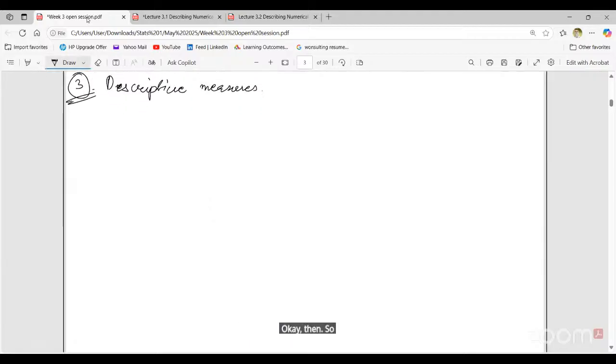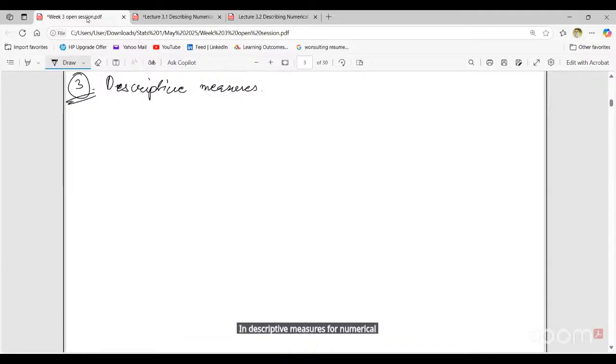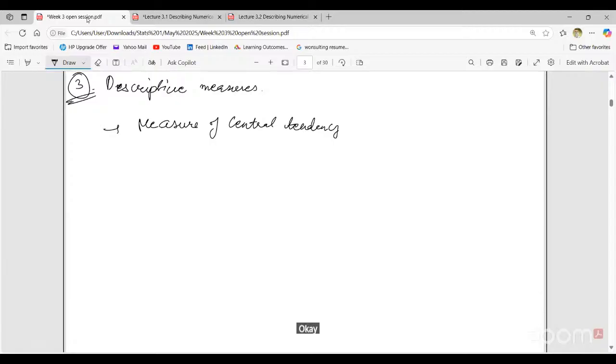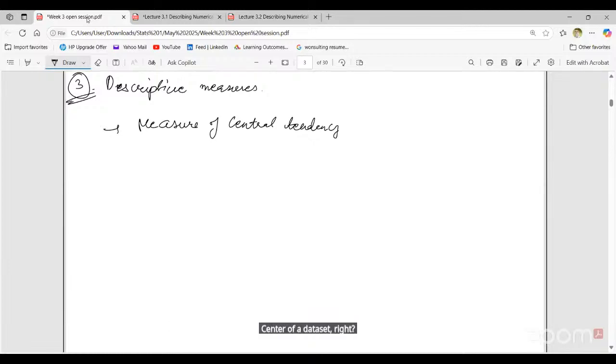Now we are going to calculate the descriptive measures for numerical data. In categorical data we had the median and mode, and the same thing we will calculate for numerical data. In descriptive measures for numerical data, we have 2 types of measures. The first is the measure of central tendency, which measures the center of a data set, one typical value.